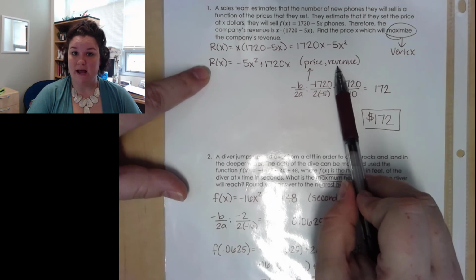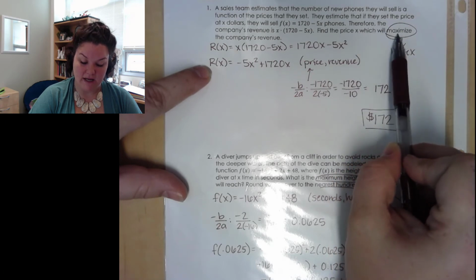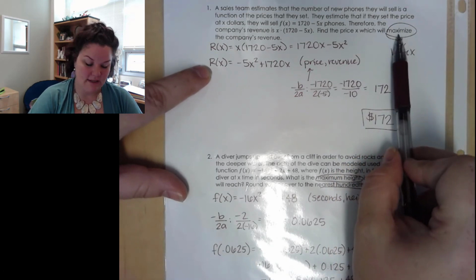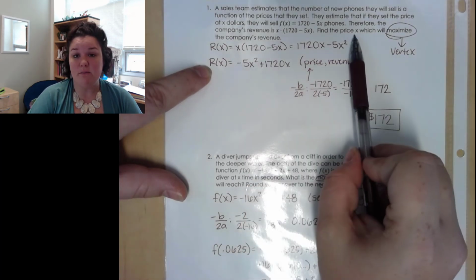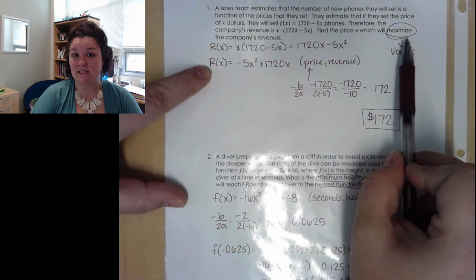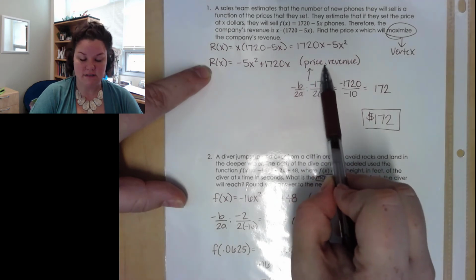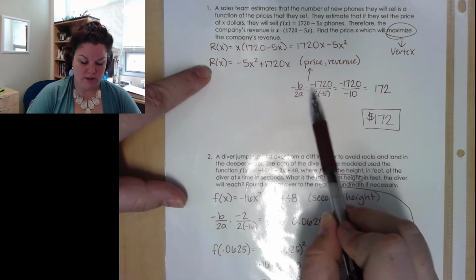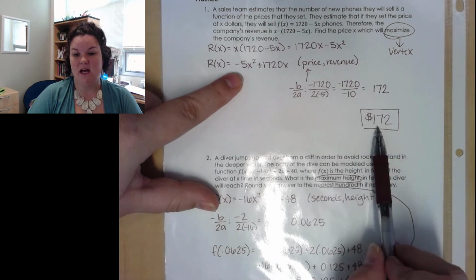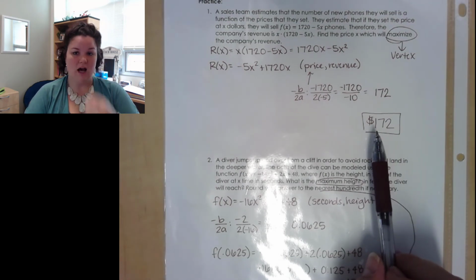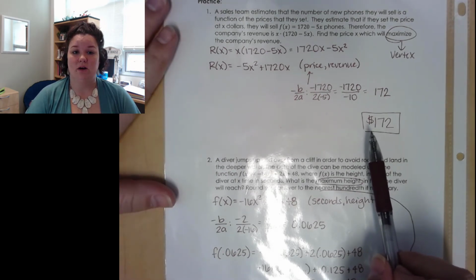So let's go ahead and see what they're asking us to find now that we have that revenue function. It says, find the price X which will maximize, so we're thinking vertex, the company's revenue. So they're not actually asking us what the company's revenue is. They just want us to find the price, right? But because we're looking for the maximum, we're going to use our vertex. Remember, to find that first value in our vertex, we do negative b over 2a. So we're going to take the a and the b from our revenue function and just plug them in. That should give us 172, which means we need to charge $172 per phone to get our maximum revenue on cell phone sales.